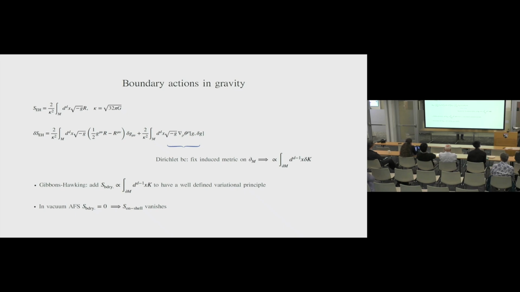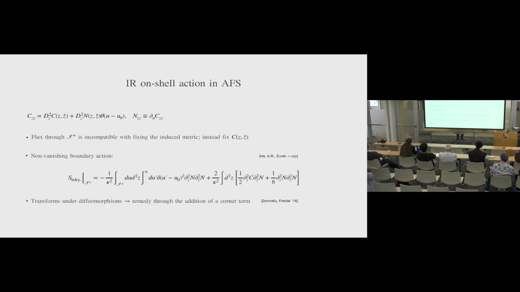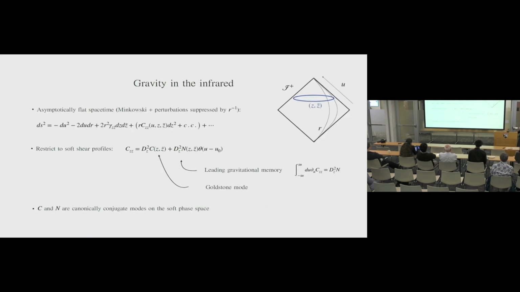And it was shown using this transformation rule in this paper by Donnelly and Freidel, but potentially also earlier. I'm not sure if they were the first ones to say that one can get a diffeomorphism invariant boundary action by adding a term that just lives on a codimension 2 slice. So here the corner in this particular case would just be the past boundary of scri plus and the future boundary of scri minus. So you need to add something that lives on the codimension 2 slice to make it gauge invariant.